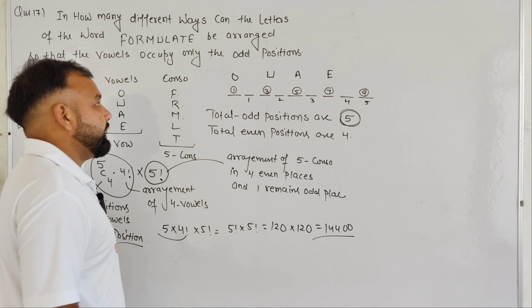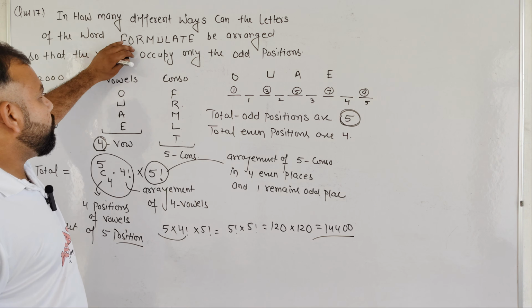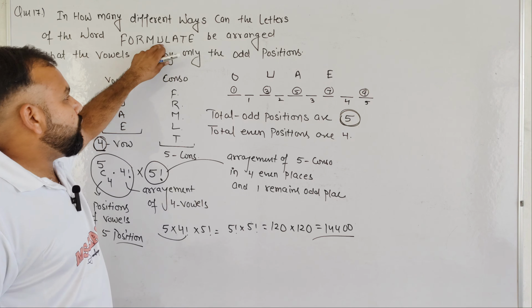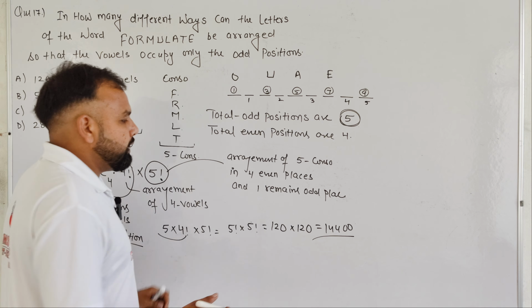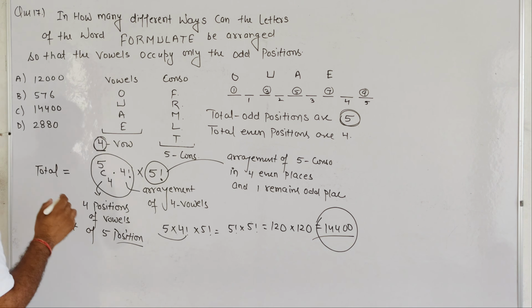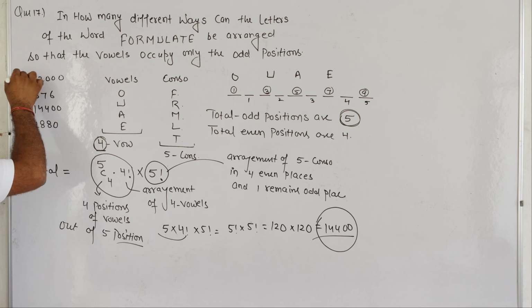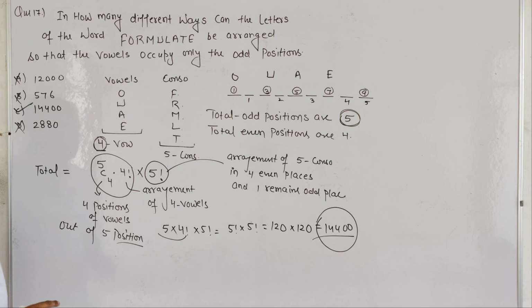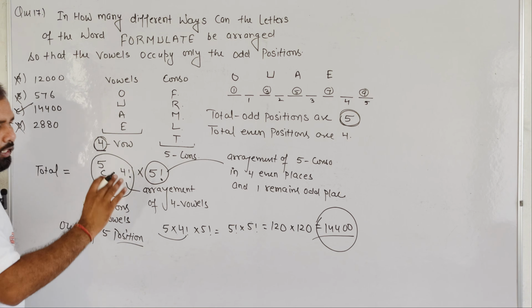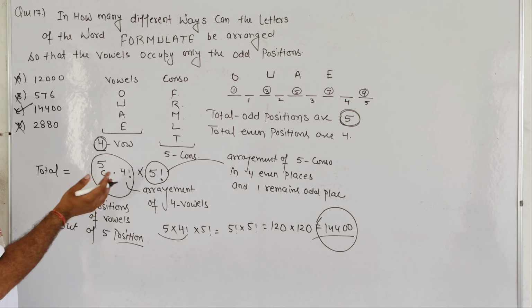So student, we can say that the arrangements of the word in which vowels can occupy only the odd positions are 14400 ways. So our option C is correct, student. Remaining options are incorrect. I think that question is very easy. I am trying to explain all the things behind the questions.